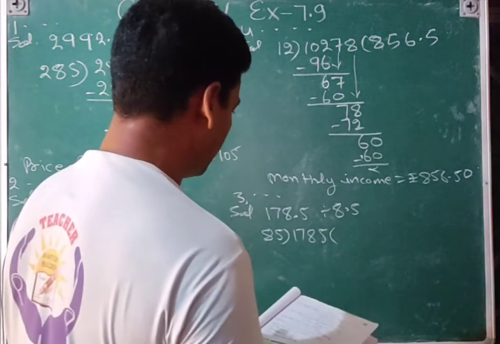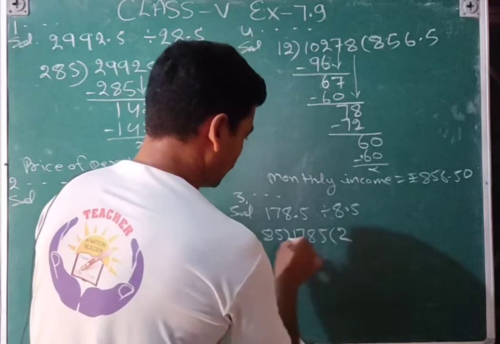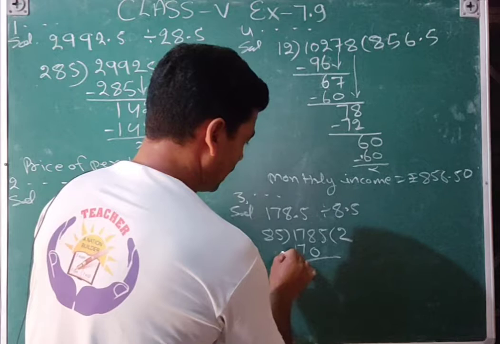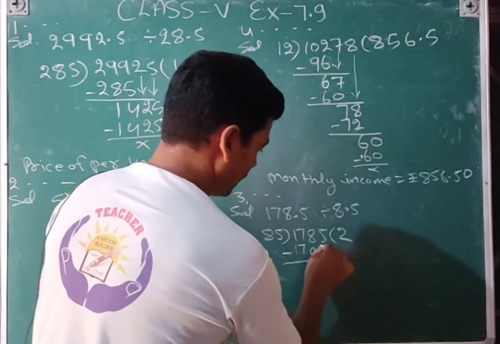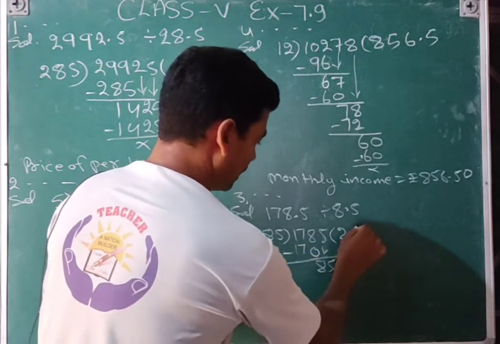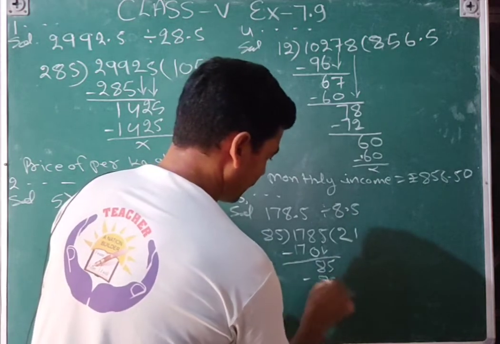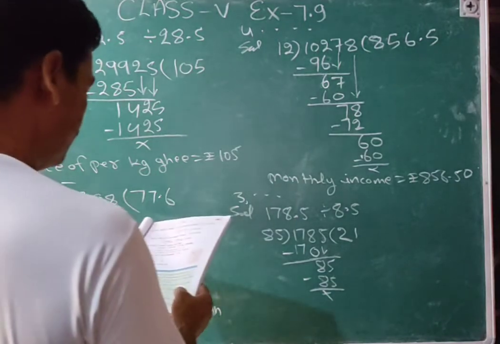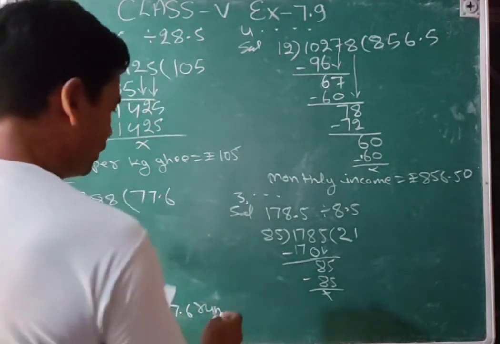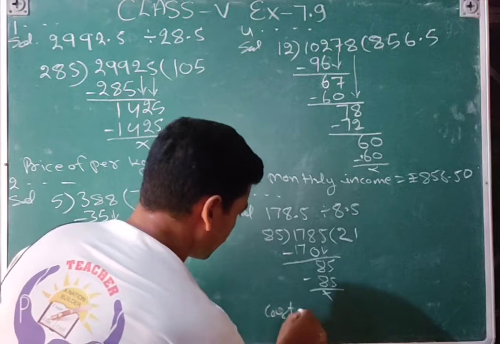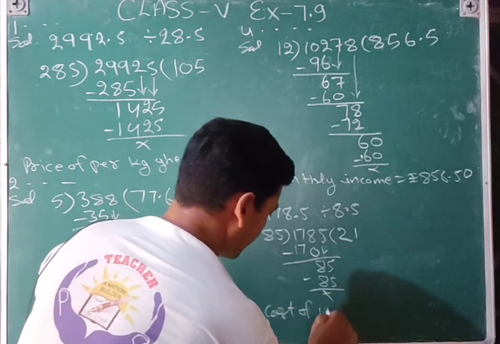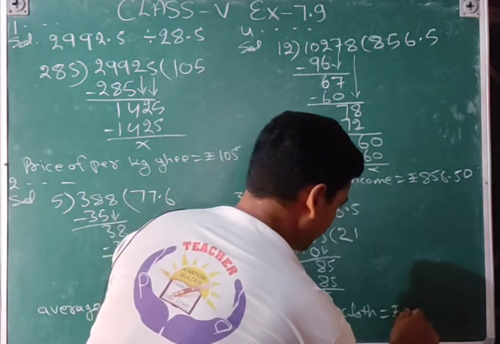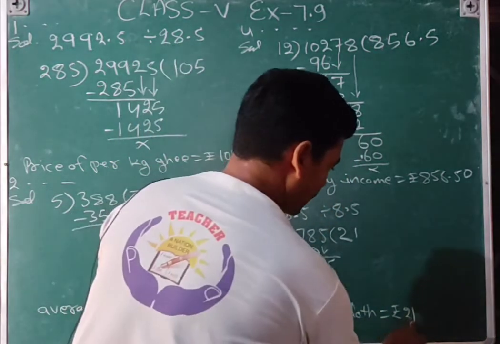It will go 2 times. So 2 5s are 10, 2 8s are 16, plus 1 is 17, and then 8, the next digit is 5, 85, 1 times 85 is 85, that is 21. So cost of 1 meter of cloth is equal to rupees 21.